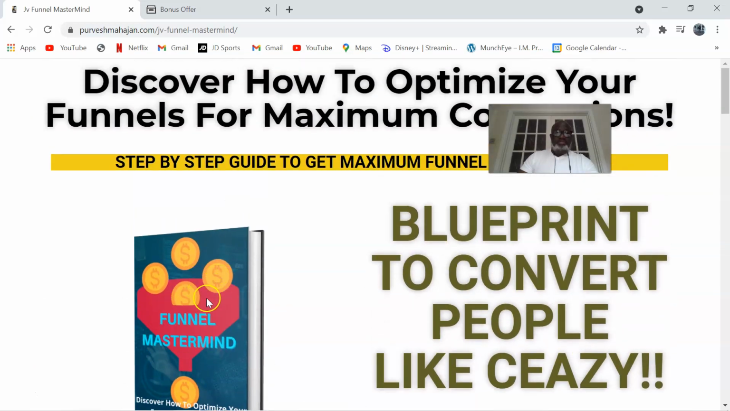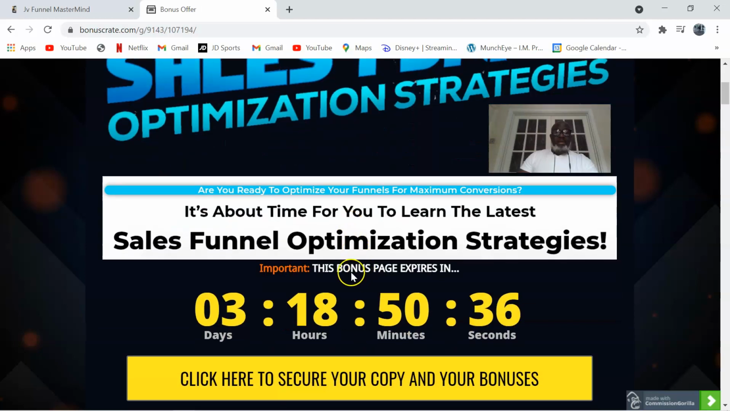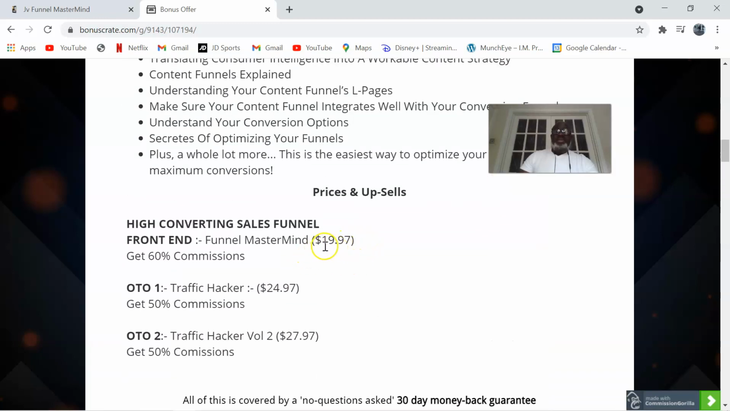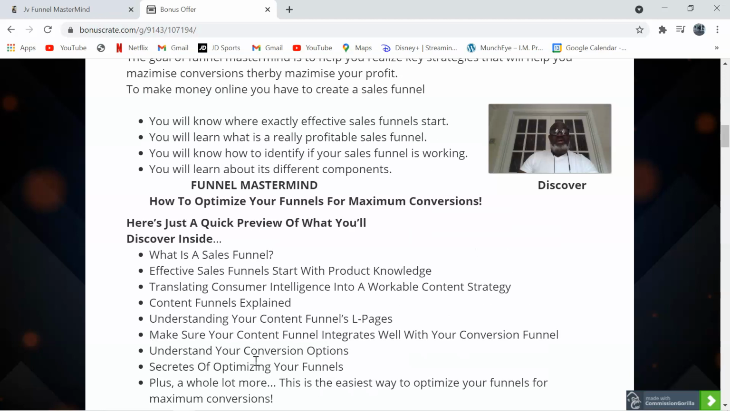So this is the book we are talking about, The Funnel Mastermind. And the price for the Funnel Mastermind is $19.97. This is the front end price. The OTO number one is the Traffic Hacker. This is for $27.97, and you get 50% commission. The OTO number two is Traffic Hacker Volume 2. This is $27.97. And all this is covered by a no-questions-asked 30-day money back guarantee. So if the book does not do what it says it's going to do, you have the option of returning it and getting your money back.